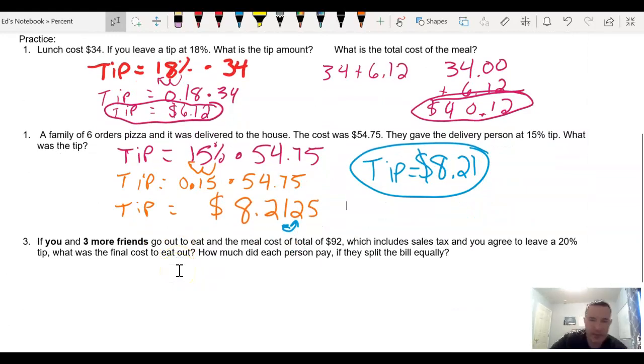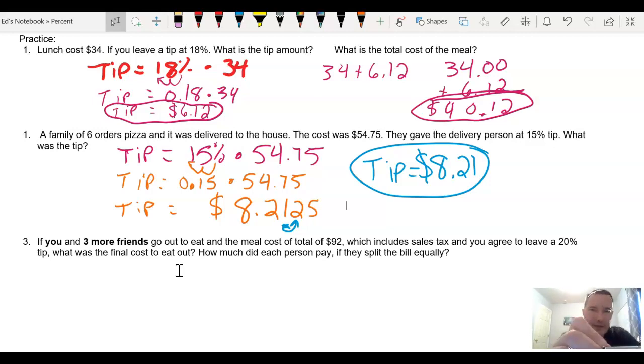All right. So this is a trick question. It's a 2-part question. Let's read it. Then I'll let you hit pause. If you and 3 more friends go out to eat and the meal costs a total of $92, which includes sales tax, and you agree to leave a 20% tip, what is the final cost to eat out? How much did each person pay if you split the bill evenly? So it's 2 parts and a little tricky. So hit pause, try it, and then hit play again.